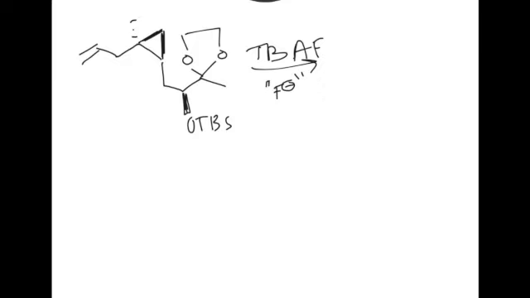So TBAF is used to remove silicon protecting groups. So something like TBS, right? TBS is Si, tert-butyldimethylsilyl. That is the protecting group. Silicons really like to be bonded to oxygen. The only thing silicon likes more than oxygen is fluorine. So we put in TBAF, which is a source of fluoride that won't melt your bones, and you'll just remove this protecting group.